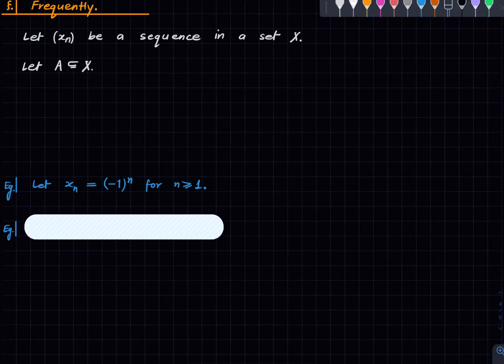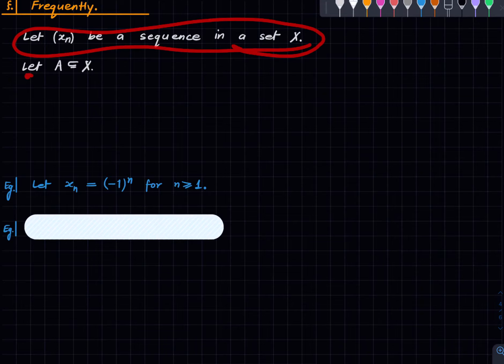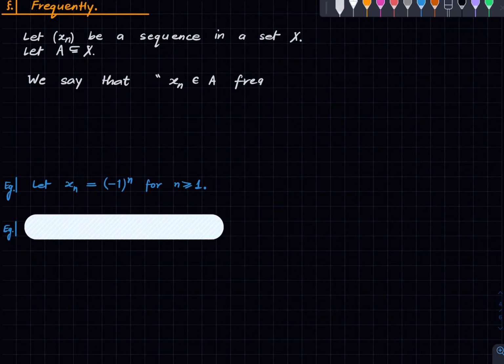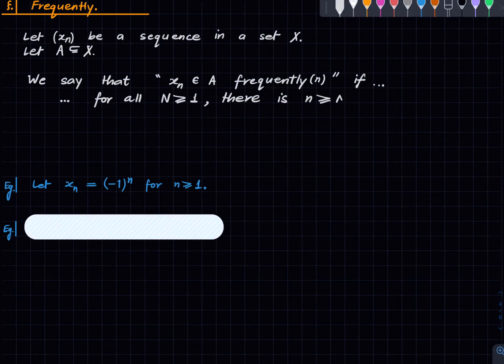So here is a cousin notion of the previous one. Again, fix a sequence in a set X and let A be a subset of X. Then we say that xn lies in A frequently over n if, for all natural numbers n, there is some natural number at least that much, such that xn is in A.